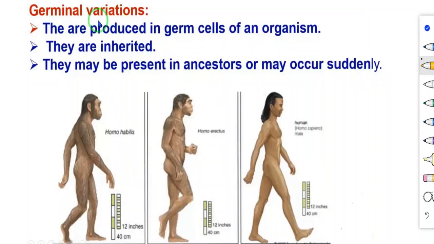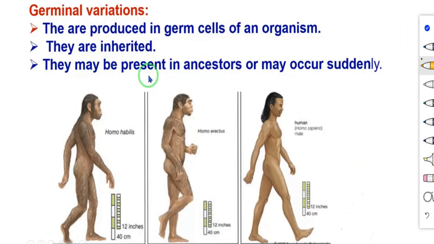Germinal variations. They are produced in germ cells of an organism. What is meant by germ cells? They are reproductive cells. In males, that is the sperm, and in females, it is the ova. So these are germ cells. These characters are inherited, transmitted from one generation to the next generation.